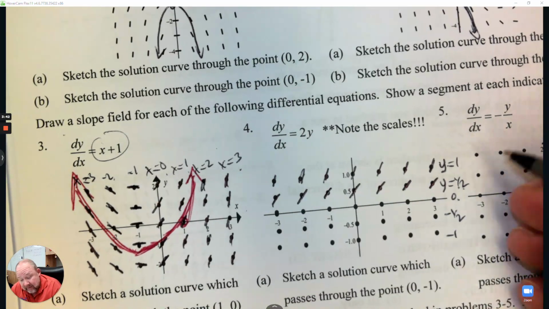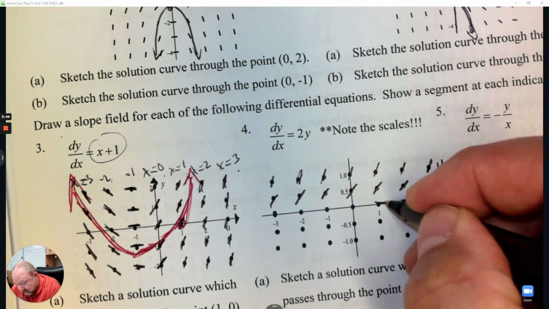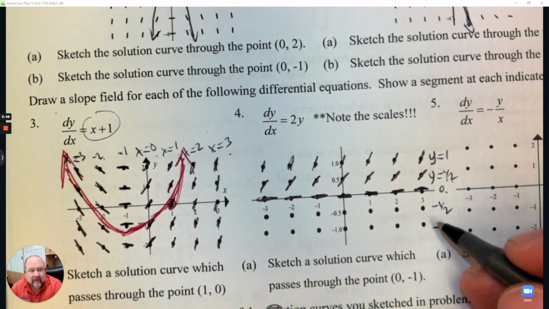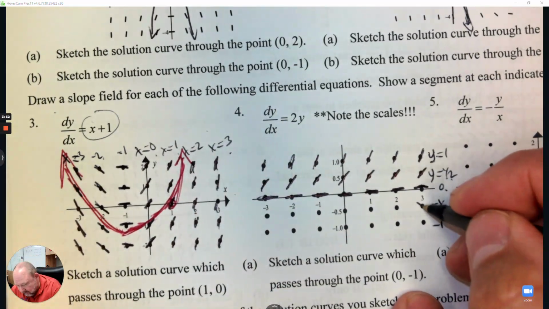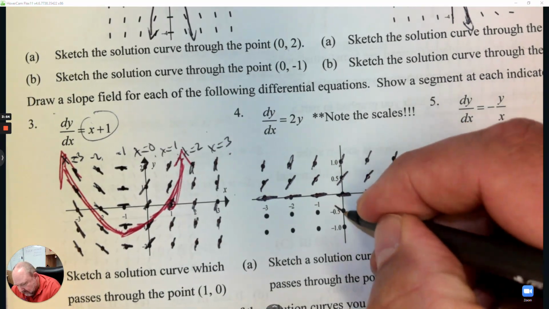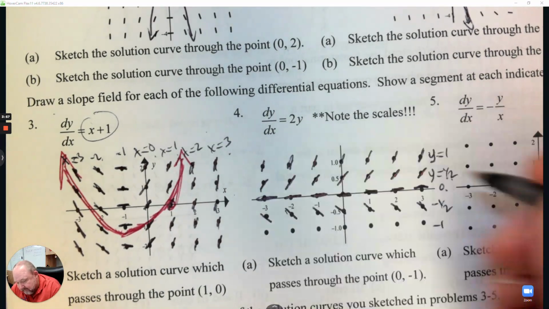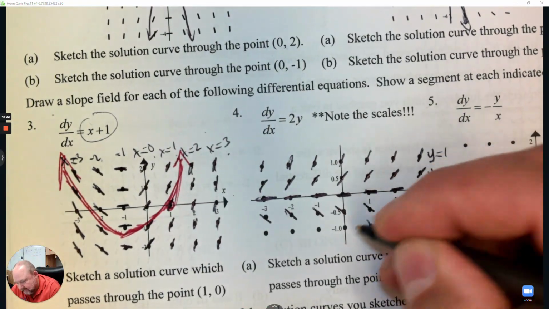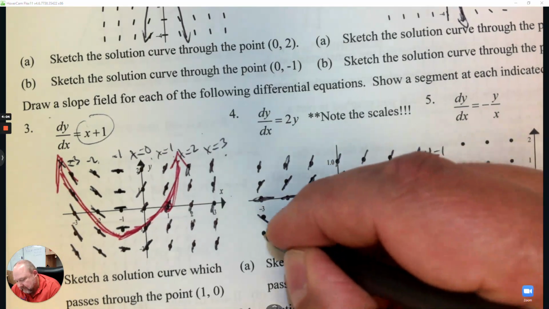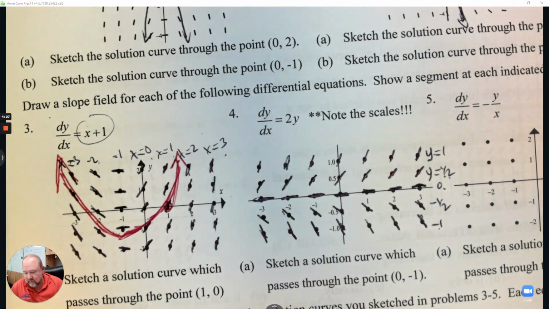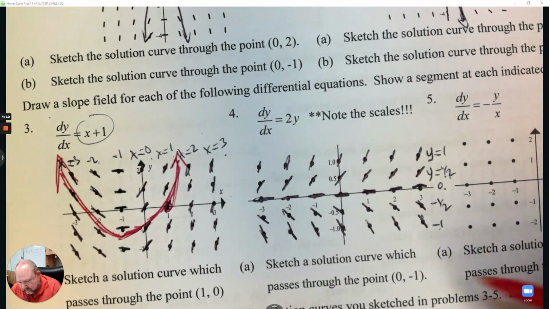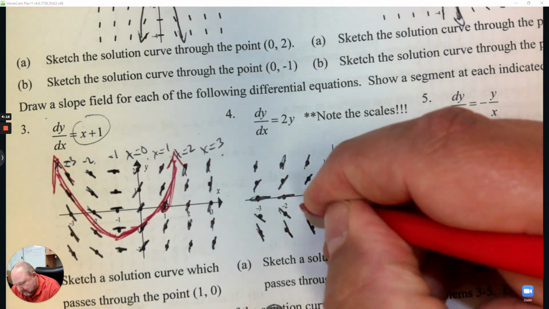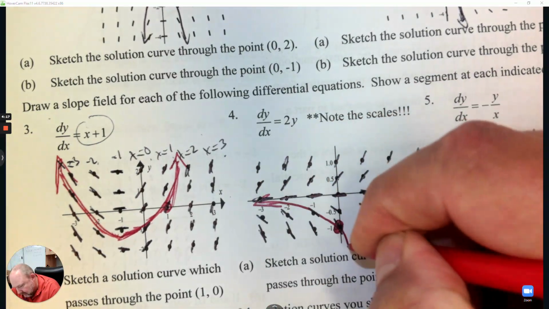If I plug in 0, the answer is 0. So these are horizontal right here. If I plug in negative a half, I get negative 1. So it's going down like 45 degrees. And then if I plug in negative 1, I get negative 2, which is a little steeper going down. Then after you draw this, you can press pause. It says draw the solution through (0, -1). So you can see what's happening here in terms of the direction of the curve.